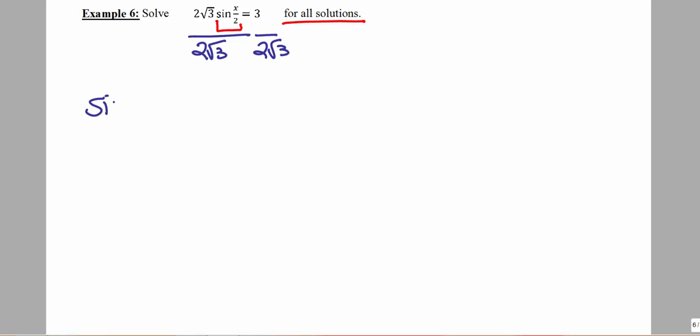So we have sine of x over 2 is equal to 3 divided by 2 times the square root of 3. And we want to do a couple of things. The sine value looks unfamiliar, but we want to simplify this fraction. We want to rationalize, we want to get rid of the square root that's at the bottom. So we'll multiply top and the bottom by the square root of 3.